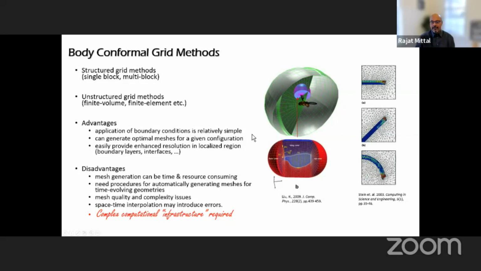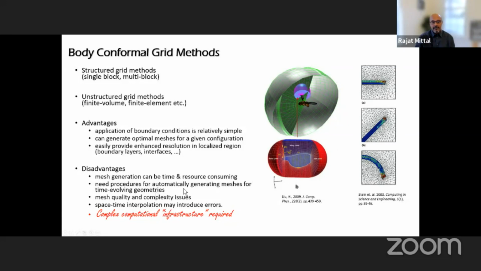First of all, the application of boundary conditions is very simple. And you can generate optimal meshes for a given configuration if you work hard enough and you have a good mesh generator. And you can also provide resolution near boundary layers, etc., in a very, very precise manner.